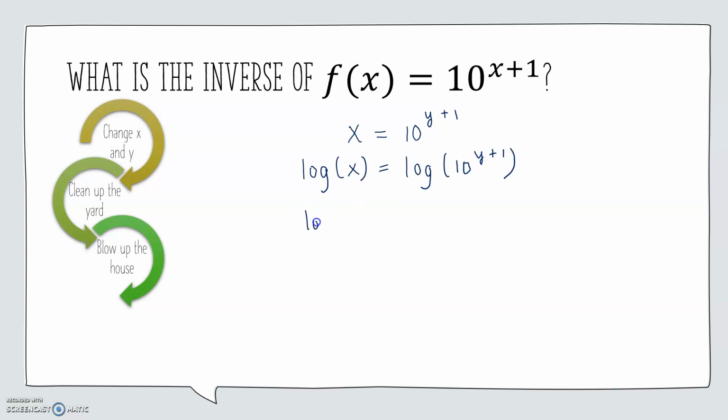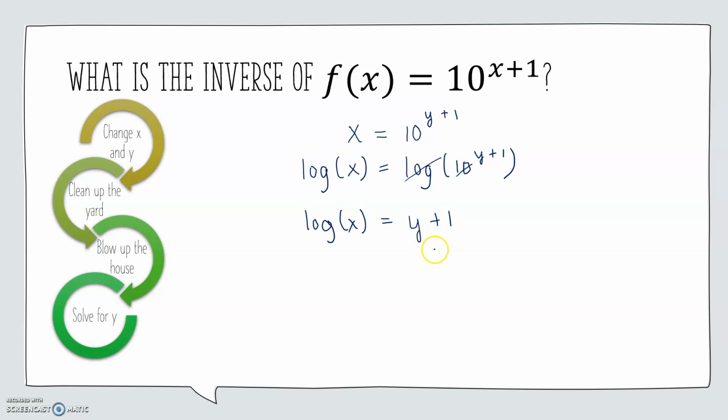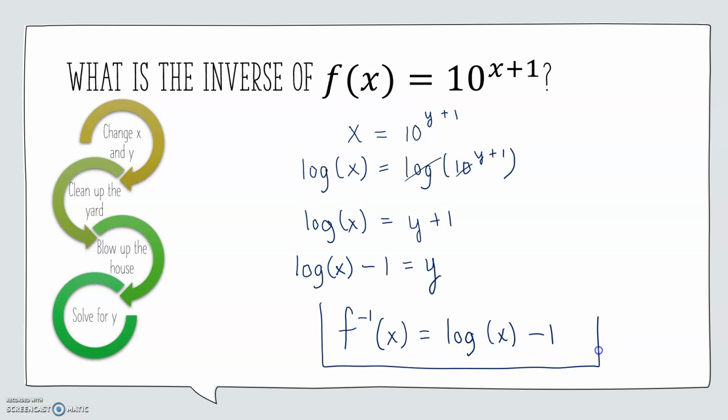On the left side, we have log of x. That doesn't go anywhere. On the right side, the log and the base 10 cancel each other out, so we have y plus 1. And then the last step is we solve for y, or clean up the inside of the house, so we're going to subtract 1 from both sides. Since log of x and 1 are not like terms, we're just going to write it this way. So finally, our inverse equation is going to look like this. The inverse is log base 10 of x minus 1. So this is our inverse equation.